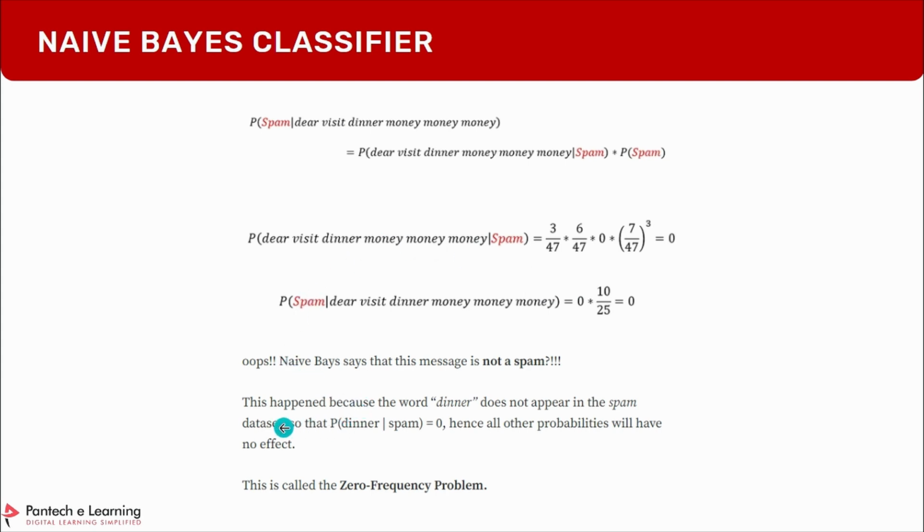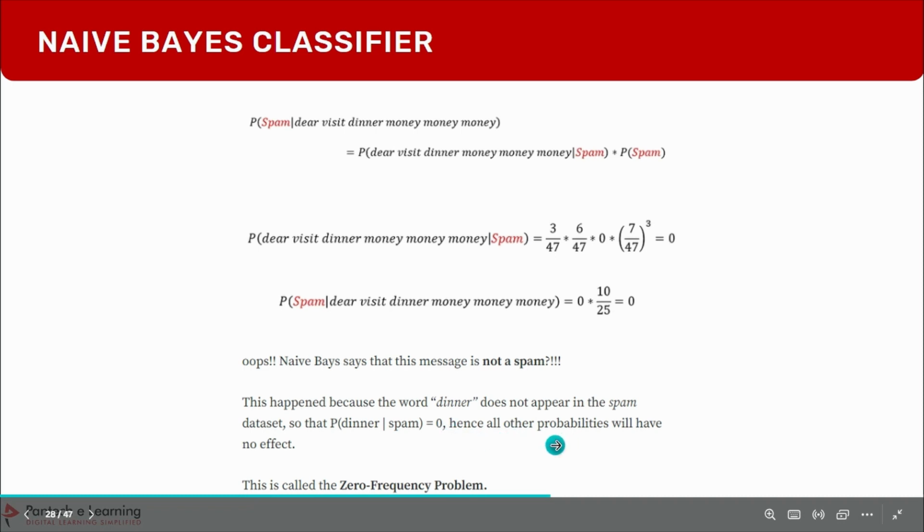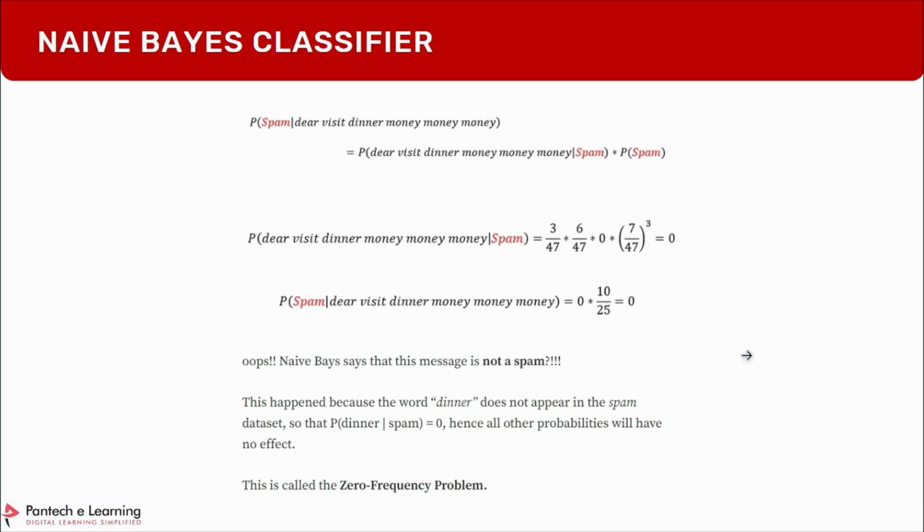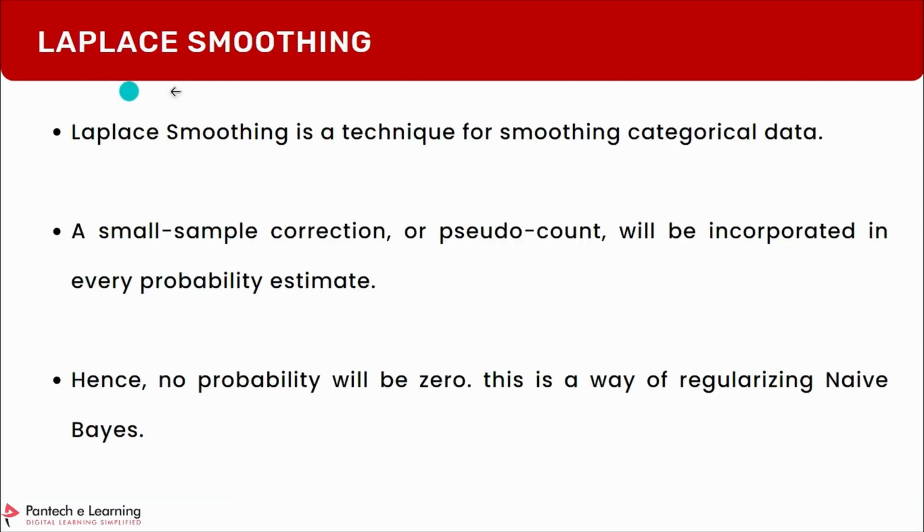Why this happened is because the word dinner does not appear in the spam data set, so the probability will have no effect. This is called a zero frequency problem. To avoid this, there is something happening behind also, which is Laplace smoothing. Laplace smoothing is a technique for smoothing categorical data. A small value, a pseudo count or a constant, gets added so that your total won't go to zero. It is constantly added to everyone, so it can't become zero, and the others can contribute individually.